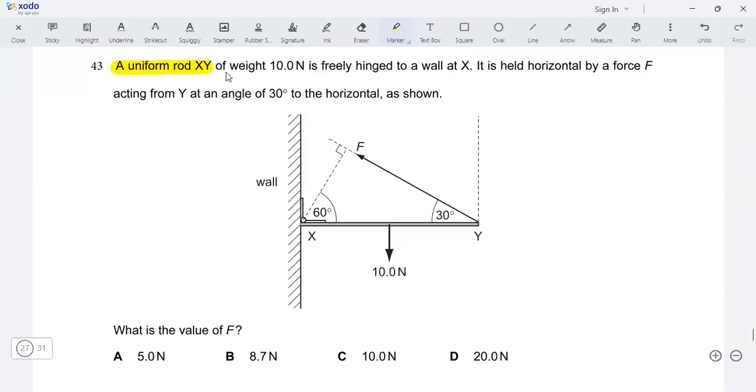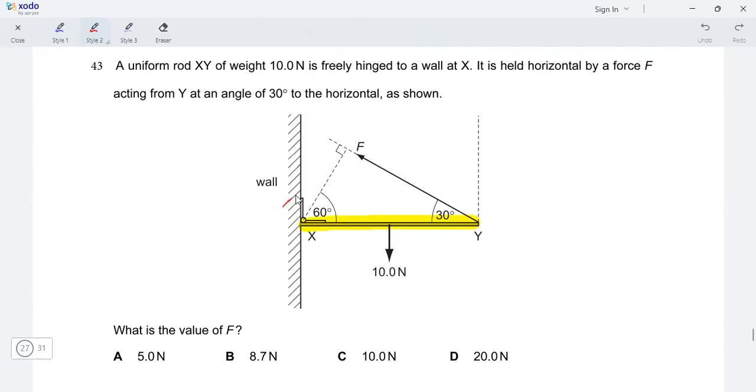A uniform rod XY of weight 10 Newton is freely hinged to a wall at X. It is held horizontal by a force F acting from Y at an angle of 30 degrees to the horizontal as shown. What is the value of F? Okay, so this is the uniform rod XY and it's hinged to a wall at X, and there is a force F that keeps the rod in the horizontal position. And this is the force that we need to find.